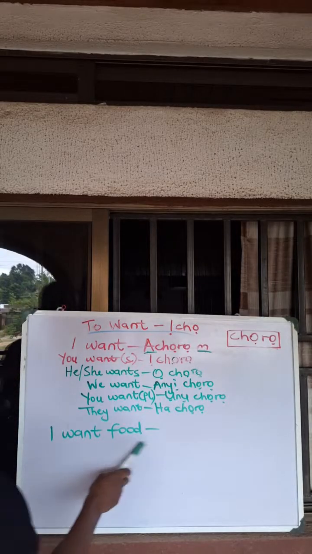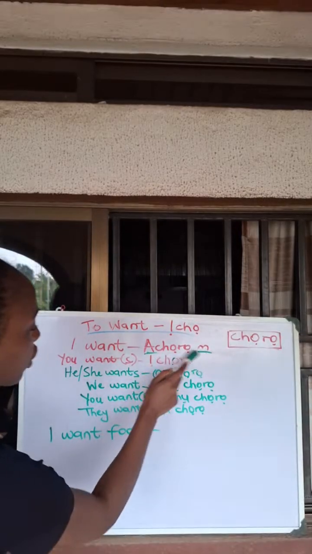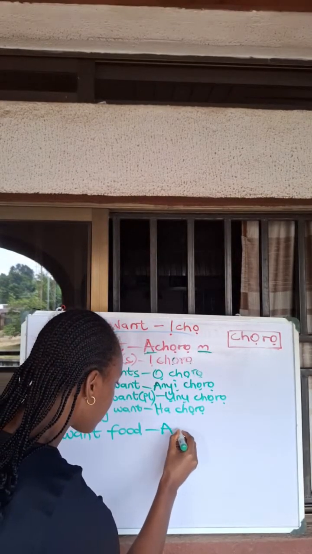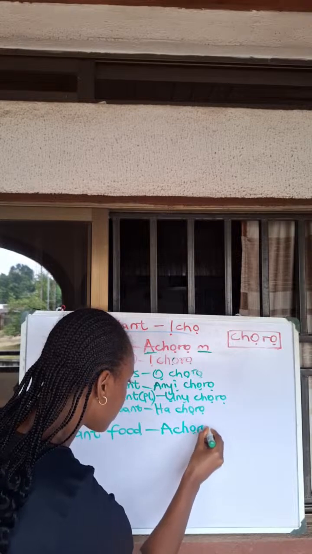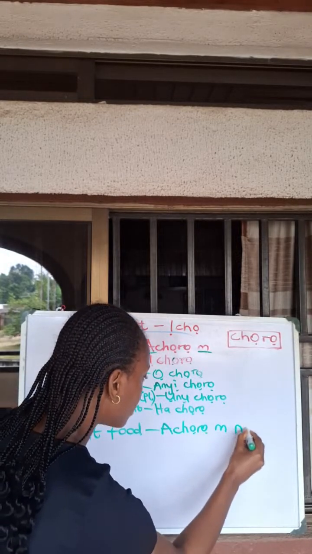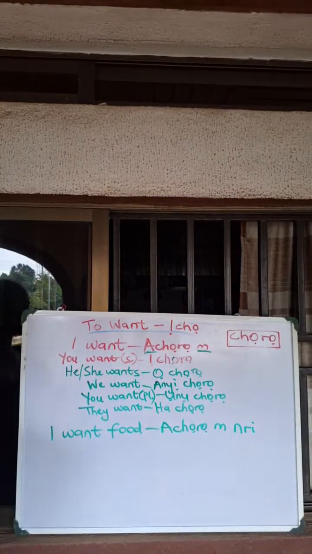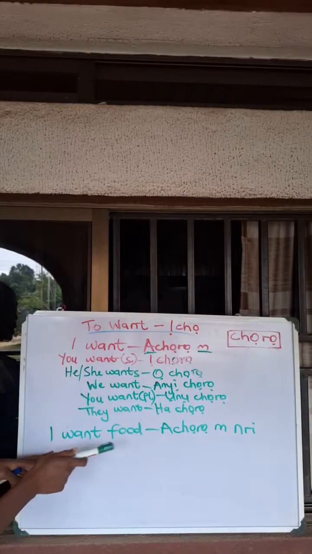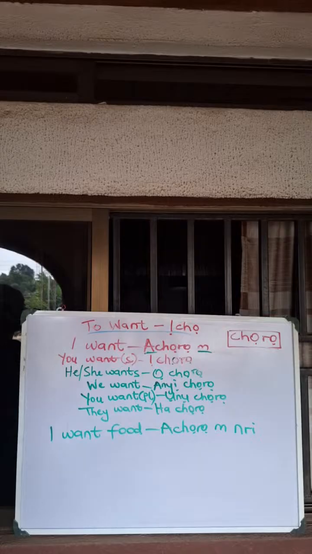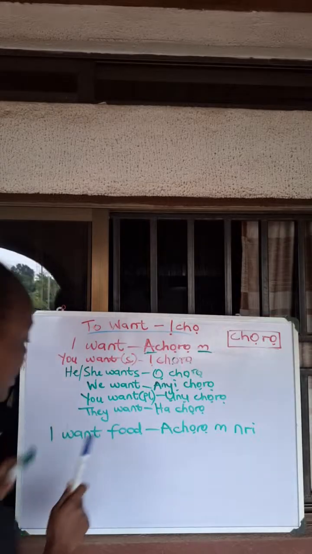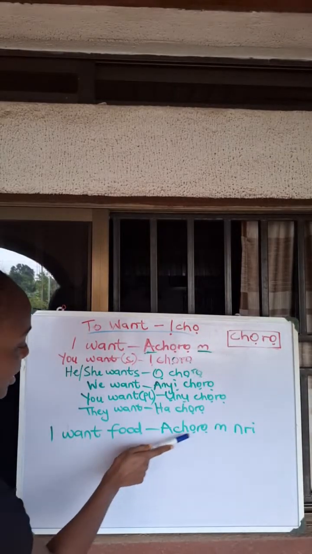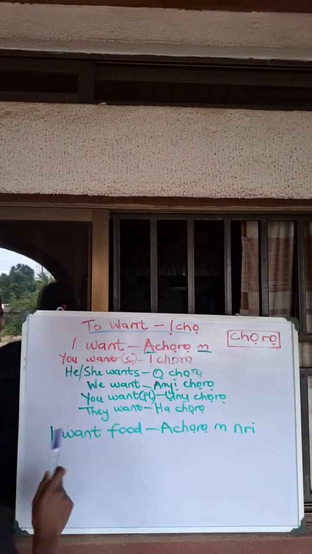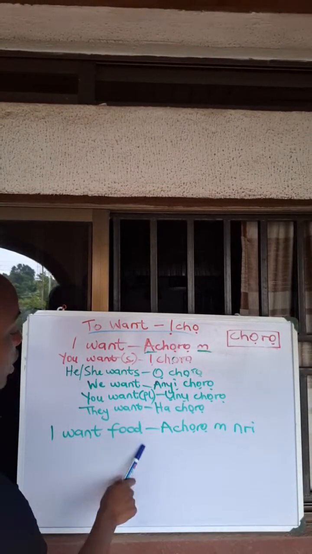So food is nri. I want food. Achọrọ m nri. So you can use this to say anything that you want. I want food, I want water, I want money, I want anything. So you can type in the comments whenever you're watching this. Type what you want. Use this format: achọrọ m, then you type whatever it is.